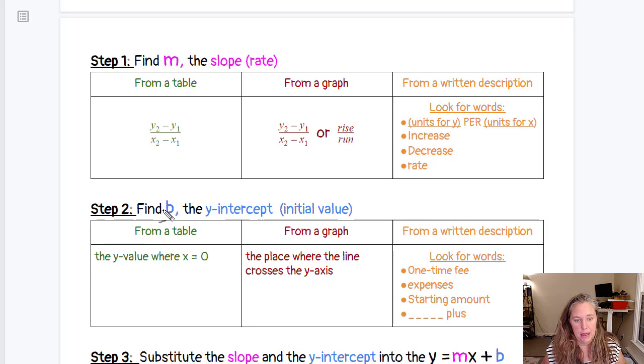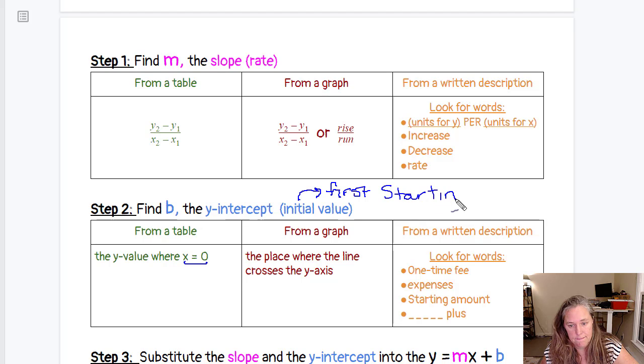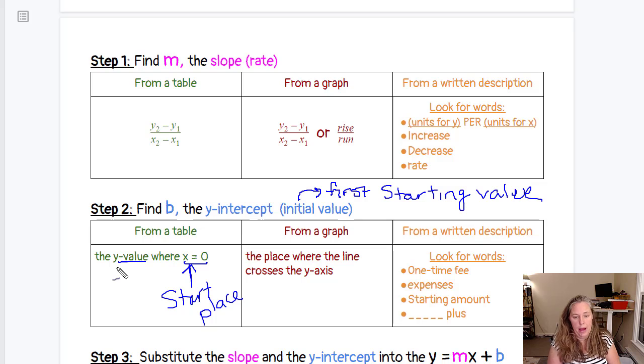Step 2 is find b, the y-intercept, which is the initial value. From a table, it's the y value where x equals 0, and that's because that's the starting point. Your initial value, to remind you, initial in this case means first. I don't know why the writing's so bad today. Or starting value. That's what initial means in this case. Okay, so in a table, when x equals 0, that's your starting place. And so you can look for the y value where x equals 0, and that will give you your y-intercept.